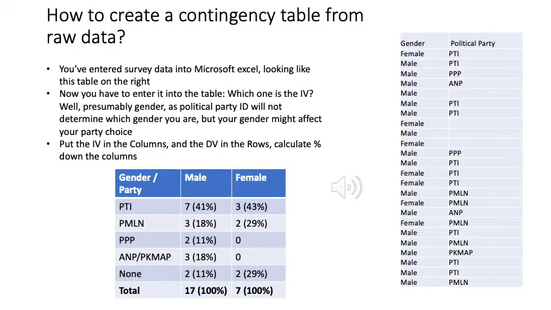Now, in the previous example, there already was a pre-existing table that just had to be tweaked a little bit to create a contingency table. But what if we only have raw data? Well, this is the case in this example. You see the raw data from an Excel sheet that was entered. Actually, this is from the online survey that you guys took. I tweaked it a little bit to have less categories and make it a bit more simple. So now you have to enter this data into the table.